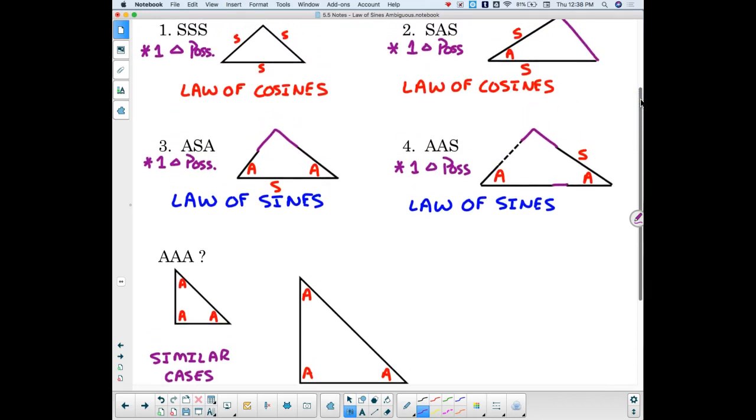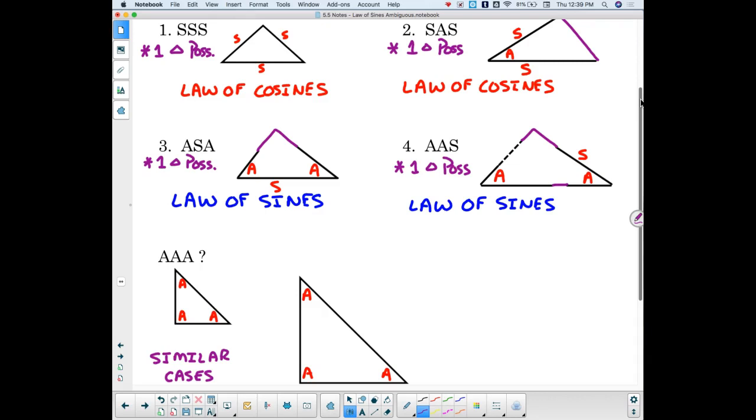A side, side, side case, one triangle is possible. We need to use law of cosines. Side angle side, one triangle is possible. Law of cosines. Angle side angle or angle angle side, one triangle is possible, and we can use law of sines. Okay, we just did an example of that. Triple angle, angle, angle, angle case, can't solve. Okay, got to have a side length, at least one side.